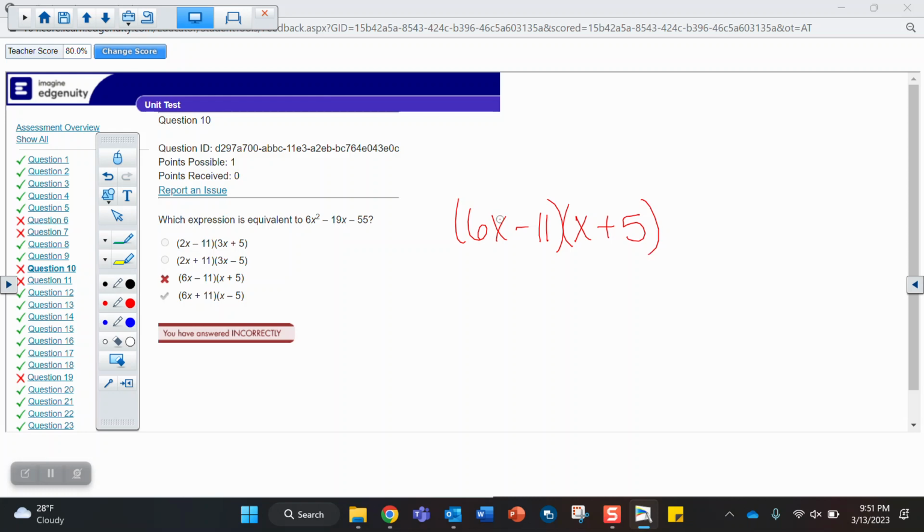So when I FOIL this out, 6x times x does give me 6x squared. In the back, negative 11 times positive 5, that is negative 55. But when I look at the inside and the outside terms, I have negative 11x and positive 30x. And when I combine those terms together, I get a positive 19x, but you'll see this middle term needs a negative 19x, which means that you actually had the signs backwards in the answer that you selected. So where you see minus 11, it should be plus, and where you have plus 5, it should be minus 5.